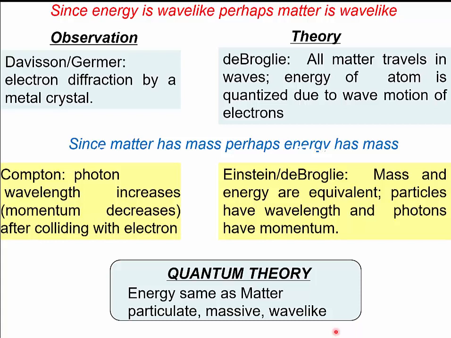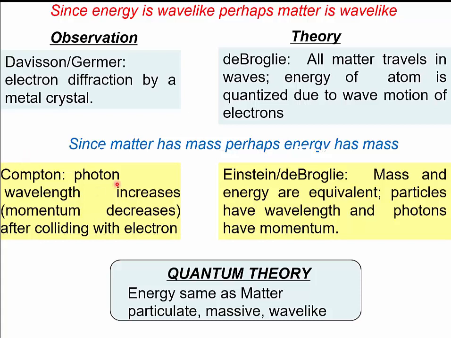Davisson and Germer had an electron diffraction by a metal crystal. They were able to send a beam of electrons into this crystal, and if the electrons acted like particles, they would just bounce off. But what they were seeing was a diffraction pattern like you would see if the electrons were acting like a wave. And so de Broglie said, well, maybe since all matter travels in waves, the energy of an atom is quantized due to the wave motion of the electrons. And since matter has mass, perhaps energy can be massive.